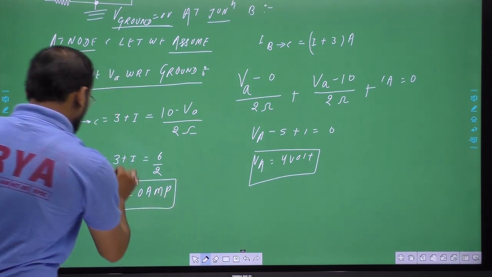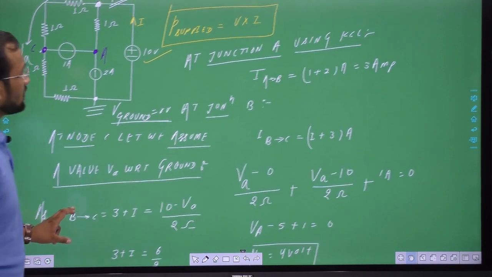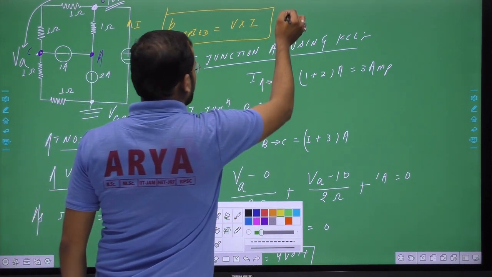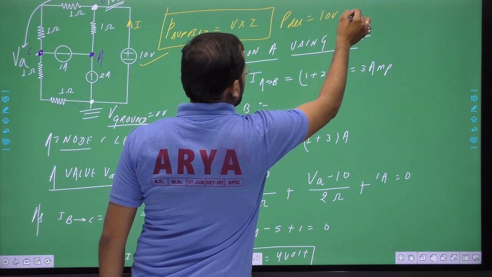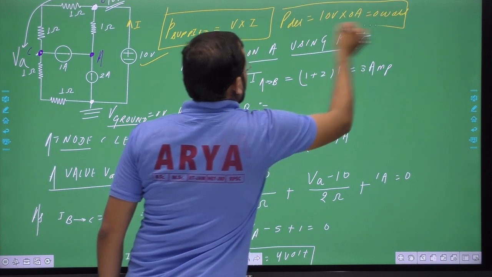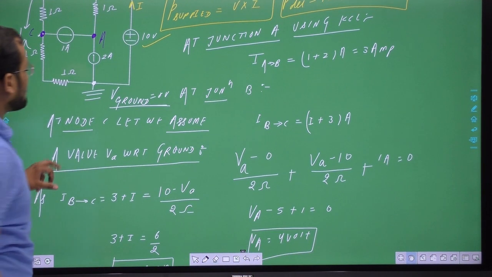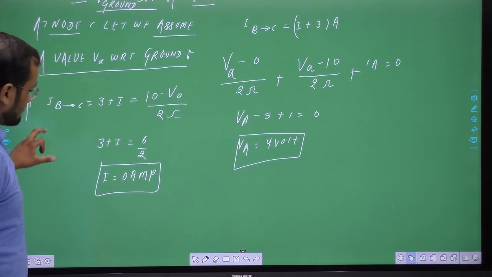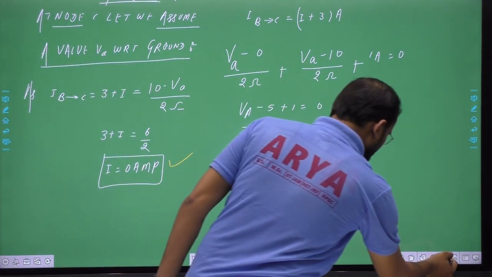So the power delivered by the 10 volt voltage source will be equal to 0. So this is our answer: no power is delivered by this voltage source of value 10 volt. Okay, this is clear. Next we will go to another question.